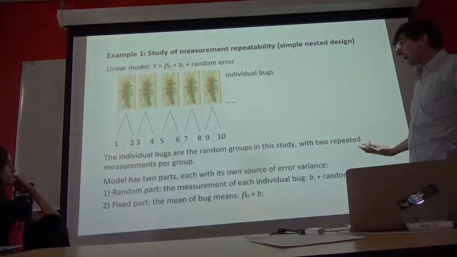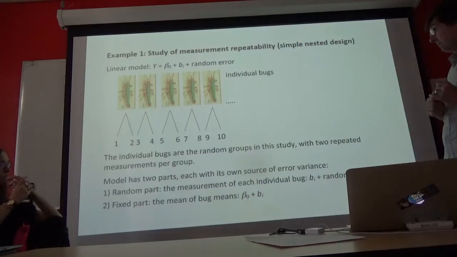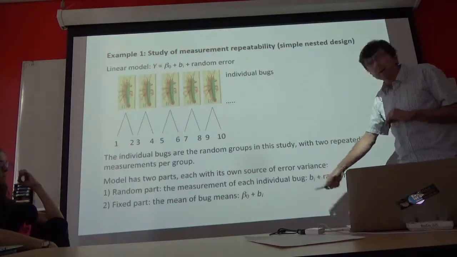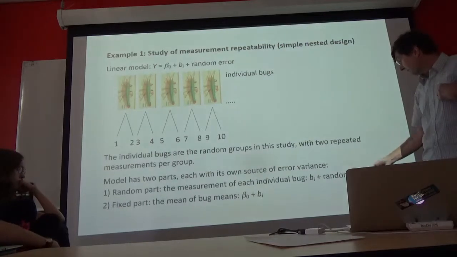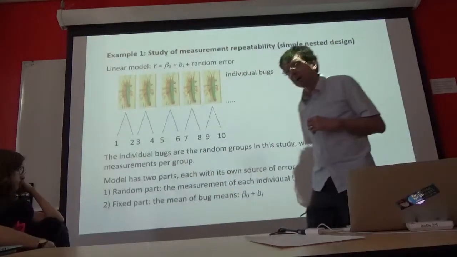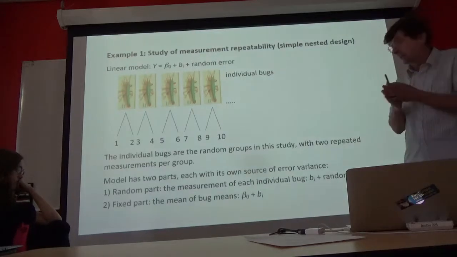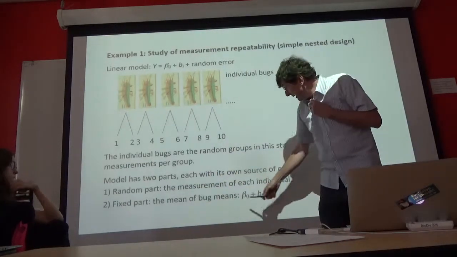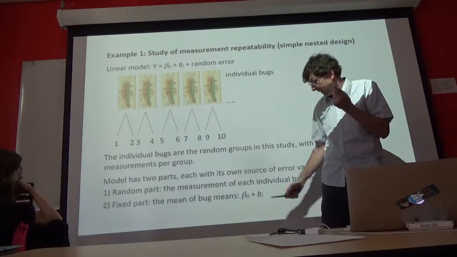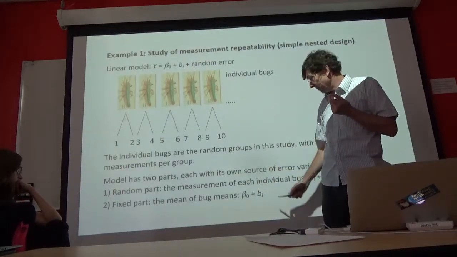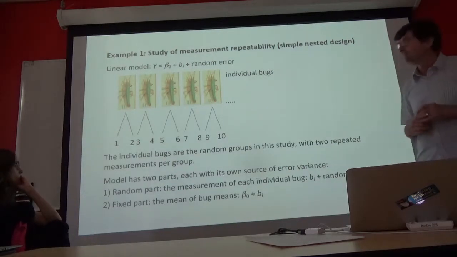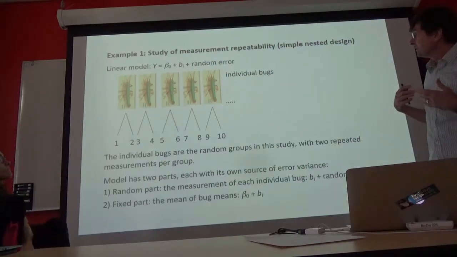And there are really then two parts in modeling the variation in all of the measurements. The first part we can think of as the random part, and that's the measurement of each individual bug, which gives us a b_i, and then a source of randomness, which is the variation among repeat measurements made on that individual. And then the other part, which is the fixed part, where we estimate the fixed mean of the entire population. That is modeled as the mean of the bug means. And so the source of error for this component, estimating the constant, that is the mean of all the walking sticks in the population, the random error component is the variability among the bug means. Okay?